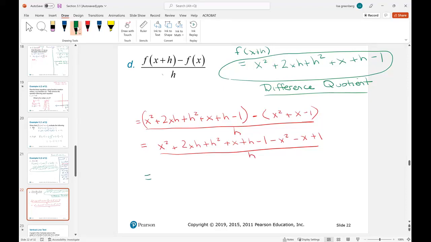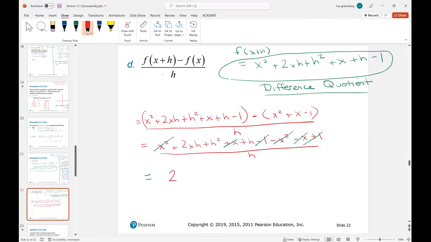So let's see what I get. Let's combine like terms. Well, notice I have x squared minus x squared. That's 0. That just goes away. And I have plus x and minus x. Again, just 0 goes away. Minus 1 plus 1, again, is 0. So it's gone.